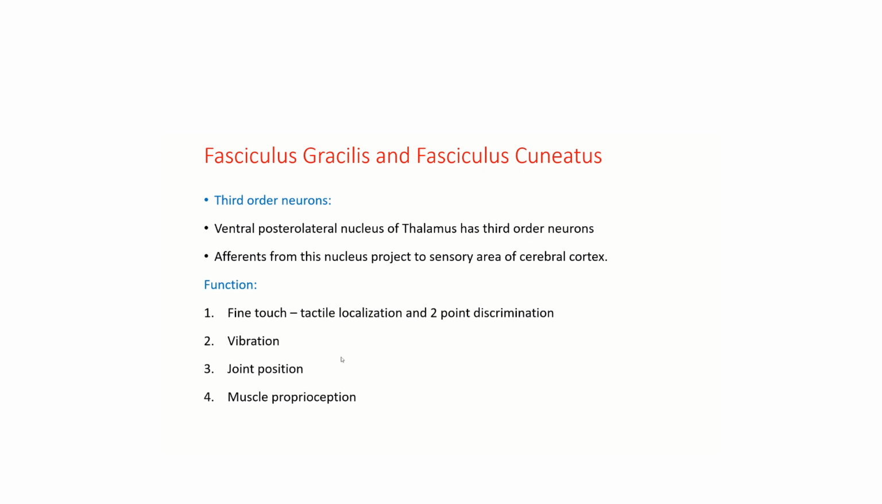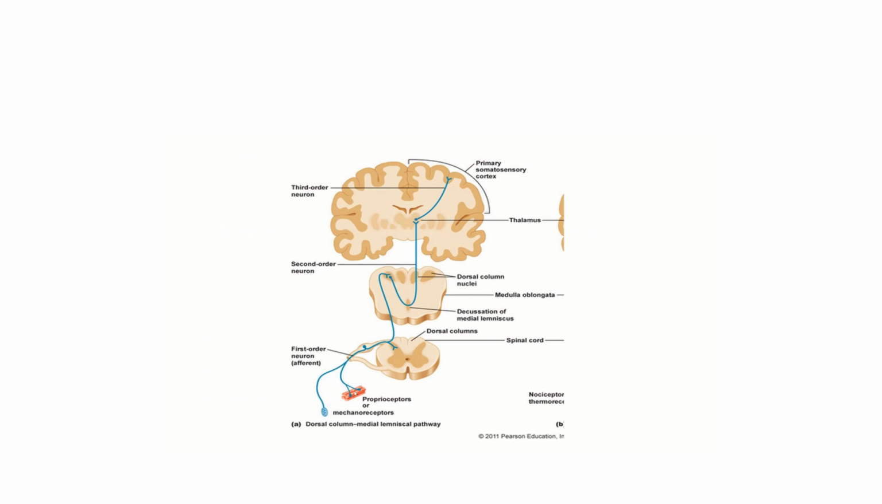In addition to that, as I already said, it is the conscious proprioception. So it has three basic components: vibration, joint position, and muscle proprioception. Here you can see this is the first order neuron which is located in the dorsal root ganglia. This is the peripheral process, this is the central process. See here, the first order neuron itself is ascending as the fasciculus gracilis and fasciculus cuneatus. It is going up to the level of medulla oblongata.